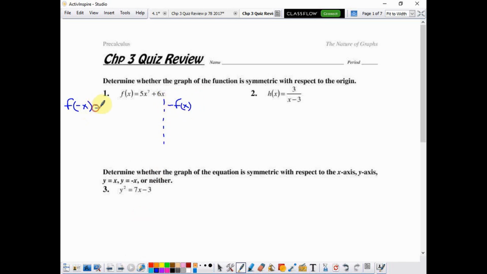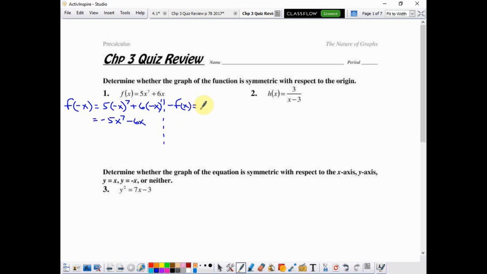F of the opposite of x means we need to take each x and give it an opposite value. So 5 times negative x to the 7 plus 6 times negative x. When we raise something to an odd power, there's always a negative left over, so this section right here is going to remain negative. Negative 5x to the 7. And this also has an odd power, it's the first power. So that negative will remain, so it's going to become minus 6x. So there's our simplified form of f of negative x.